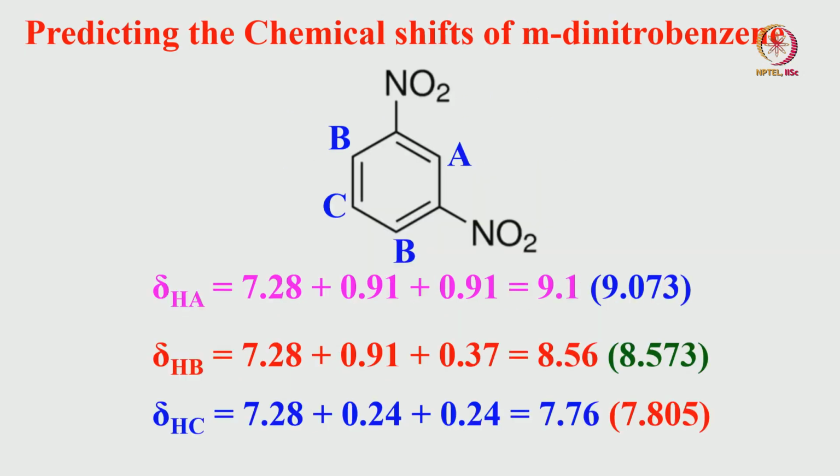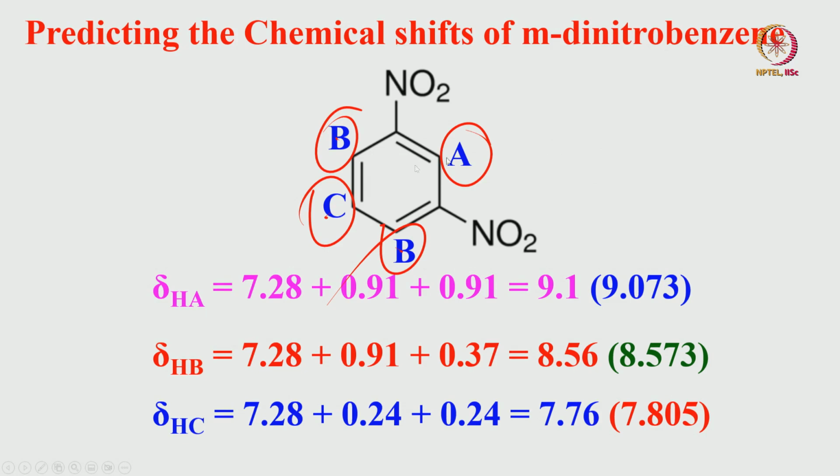Let us take another example. Instead of para-dinitro, let us take meta-dinitro. If I take meta-dinitrobenzene, remember, of the 4 protons, these 2 are the same, so there are only 3 possible chemical shifts. These B are identical. Now I can calculate and predict the chemical shift for all 3 protons.